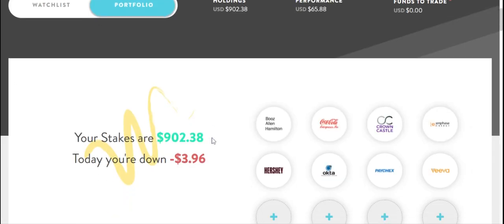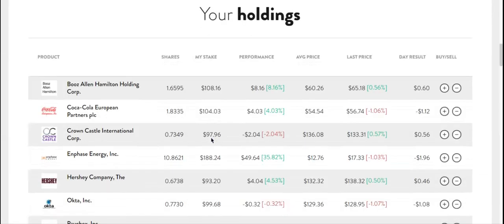But what I'd always recommend is every time you buy a stock, you'll end up with something that looks like this. It basically tells you what your holdings are. It tells you what the share is and how many of that particular share you've bought. It tells you your stake in that share, which basically means what's your value in that particular stock. It tells you what its performance is.